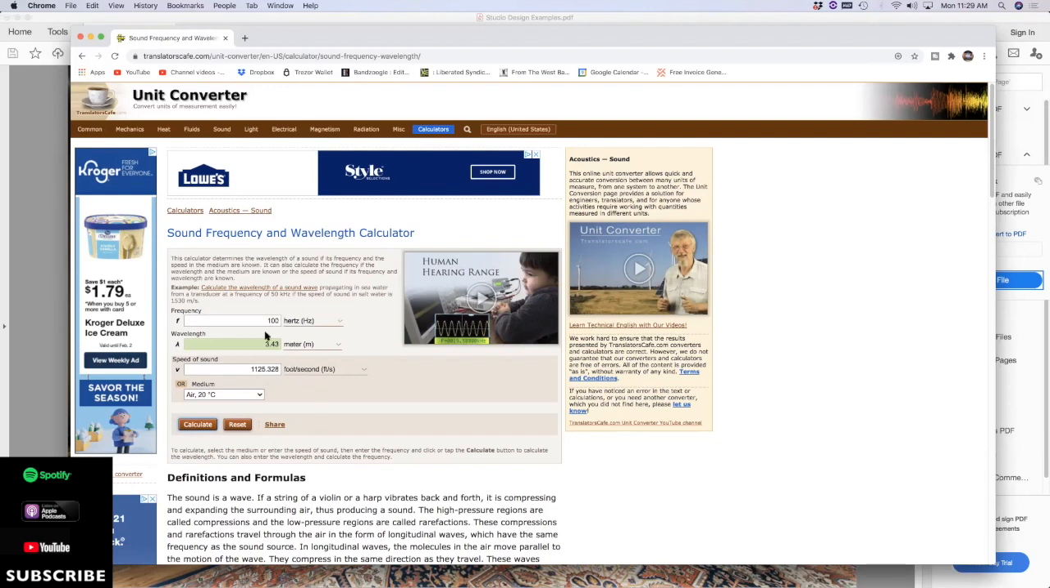What's the numbers here that mean something? Oh, wait. We need to change meters to feet as well. Okay. Calculate. It already calculated, I think. Yeah, it does it in real time. So what is this telling us? It's telling you that the wavelength of a 100 hertz wave is 11 feet.